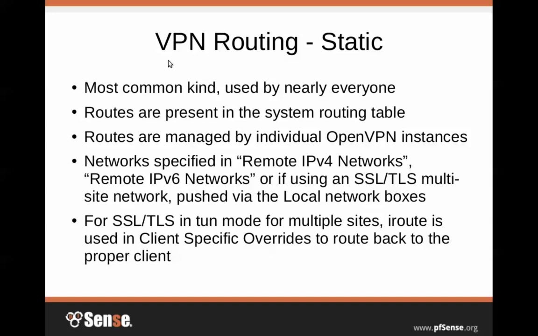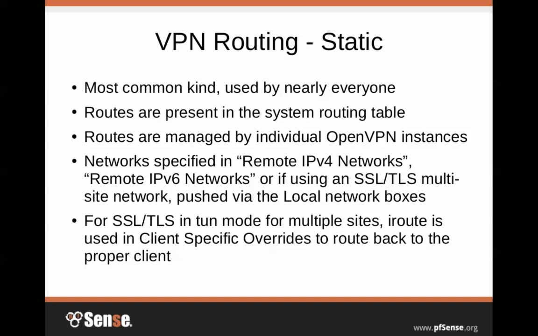Now for static routing, this is what pretty much everybody is using. You don't have to worry about it too much. We know it works. It's rock solid. The routes are present in the firewall operating system's routing table. So if you go to diagnostics and routes, they'll show up there. And the routes are managed by individual OpenVPN instances. So when OpenVPN starts, it'll add those routes. When it stops, the routes are removed. And it's pretty clean that way.